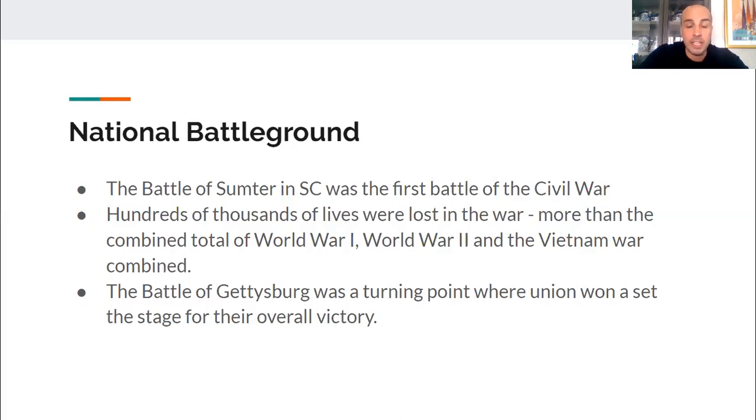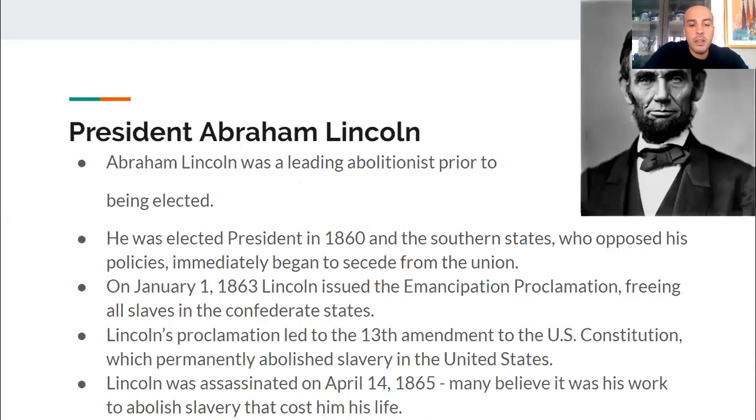The famous Battle of Gettysburg, which I'm sure many of you have heard of, was a turning point in the war. It's also where the Union set the stage for their overall victory of the Civil War. President Lincoln, a lot of us know him for his many accomplishments, but abolishing slavery was by far his biggest accomplishment. Of course, he was successful in other ways as president, as leader of the country, but abolishing slavery was something that was very close and dear and important to him.